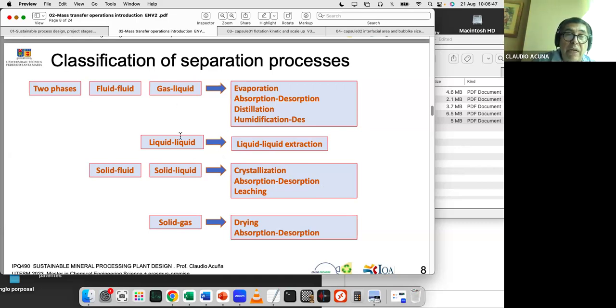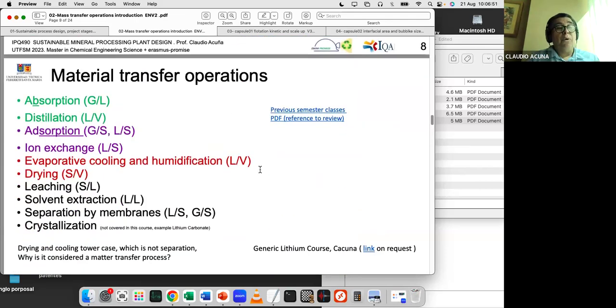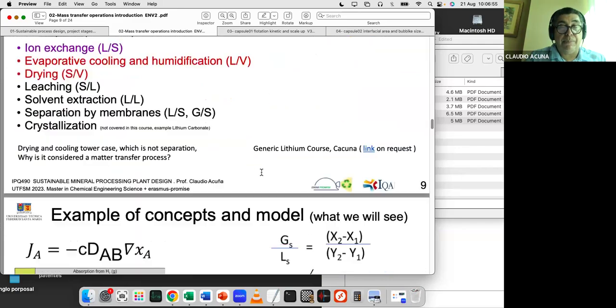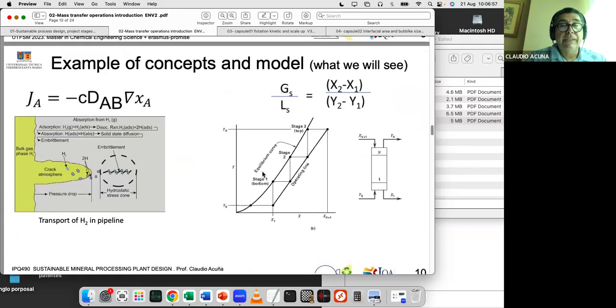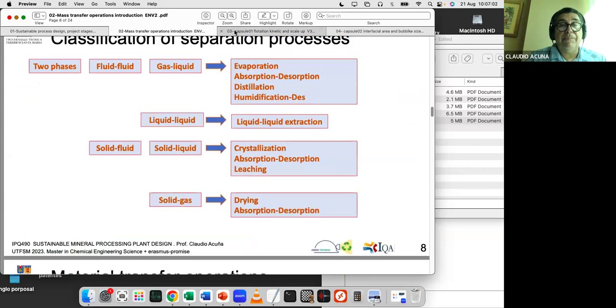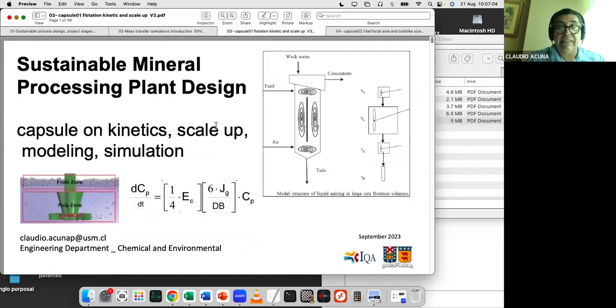So I ask you to review carefully the different interfaces. Those are the operations. Okay, so that will be this chapter. And then the second chapter will be flotation kinetics.